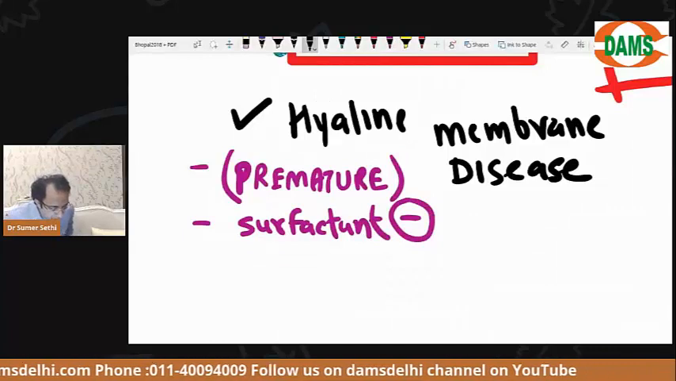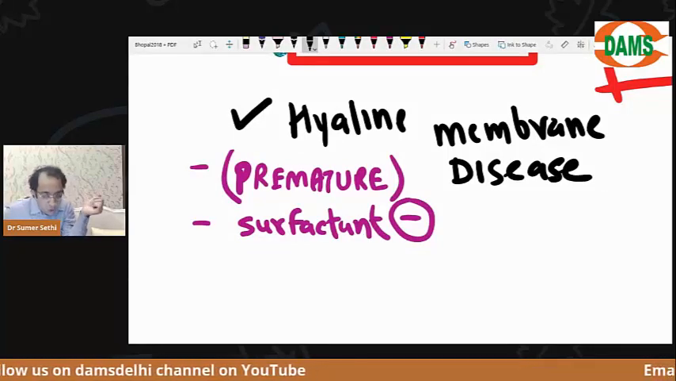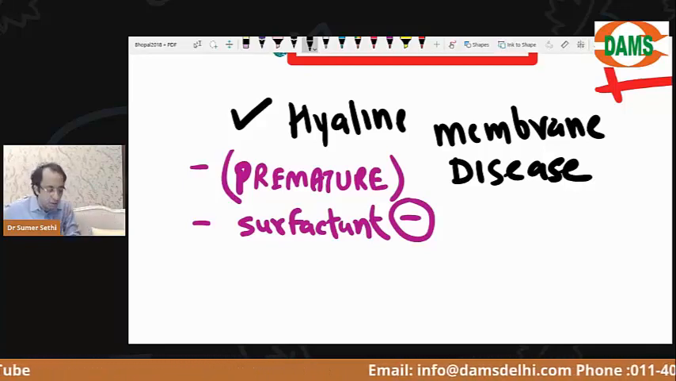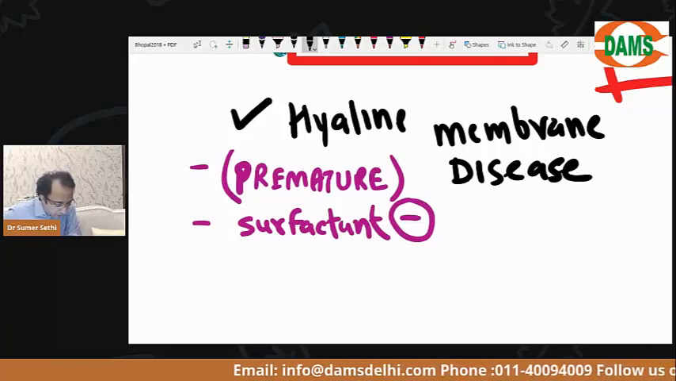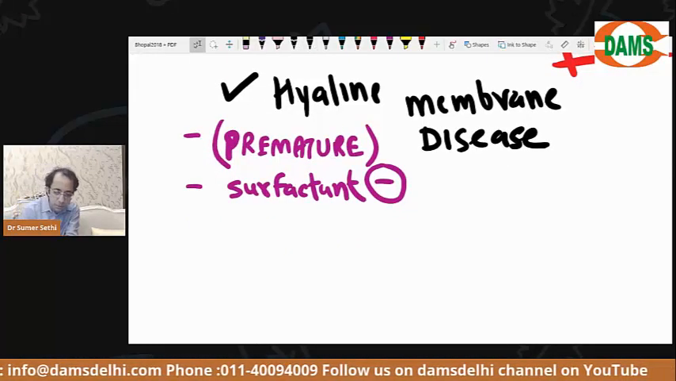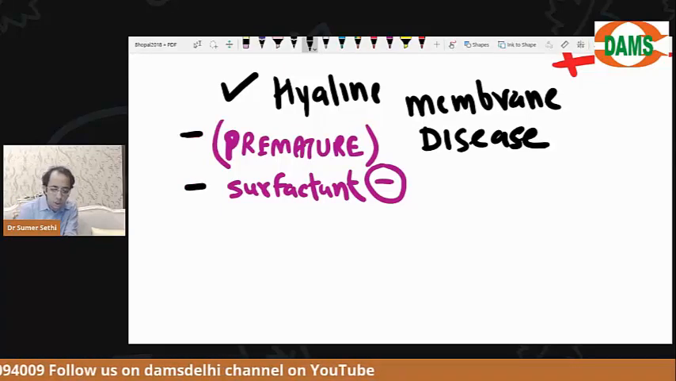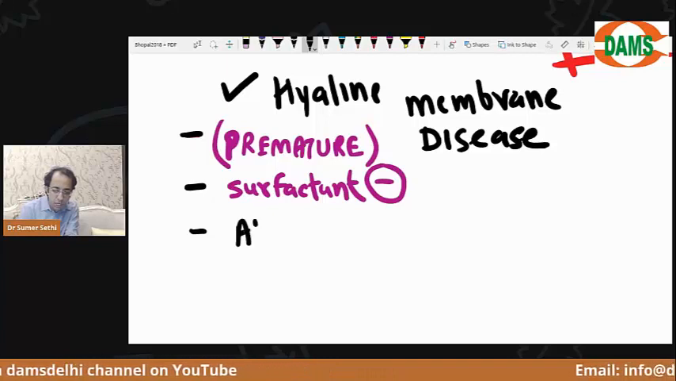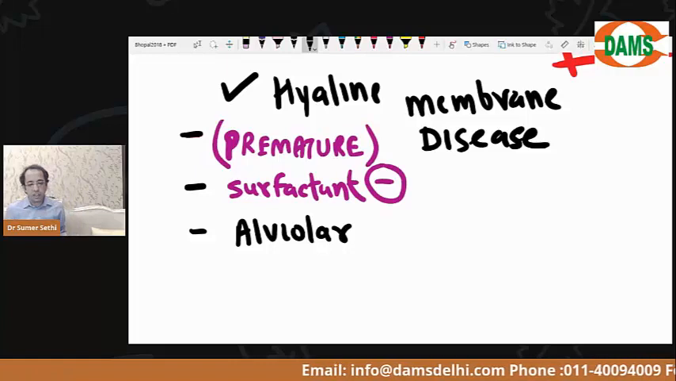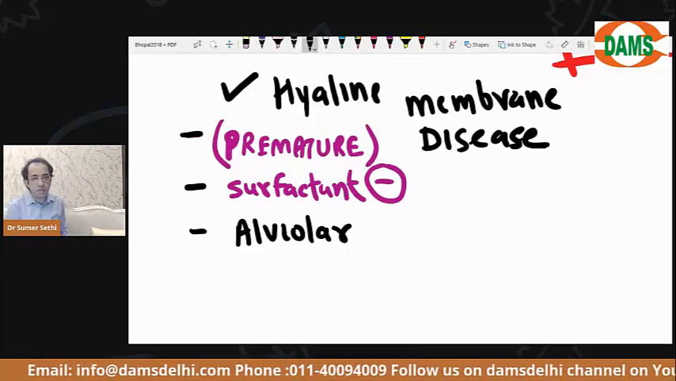In a premature infant, now somebody is asking what are pores of Kohn. Pores of Kohn are microscopic channels which are connecting two alveoli. Everybody understands? Okay. Now see, in hyaline membrane disease the child is born premature and he has no surfactant. Now tell me, what will happen to the alveoli if you don't have surfactant? What will happen to the alveoli if you don't have surfactant?